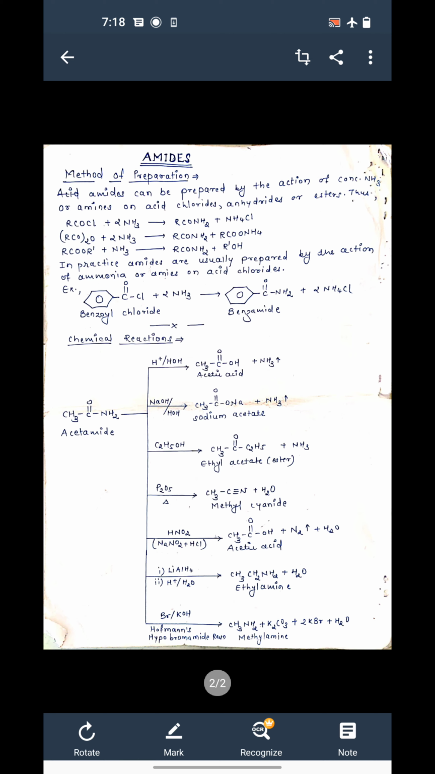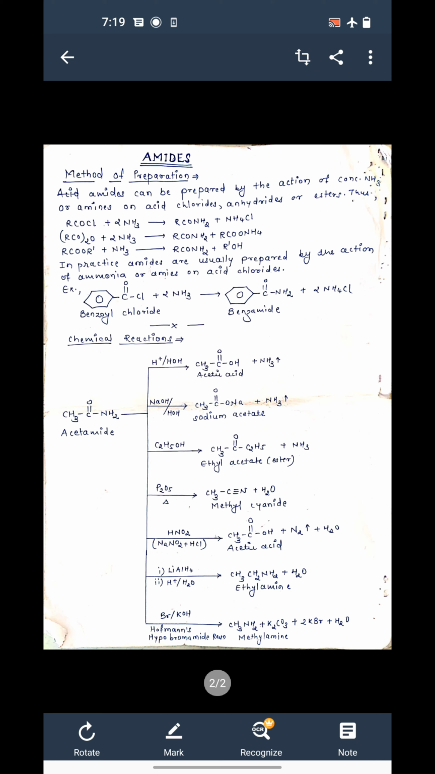The chemical reactions: the very first reaction is hydrolysis of amide to give us acid. In the second reaction, that is the reaction with NaOH, we get sodium acetate as a product, meaning NH2 gets replaced by ONa and H plus gets removed from the amide, and we get ammonia. Then this acetamide or amide reacts with alcohol to form ester.